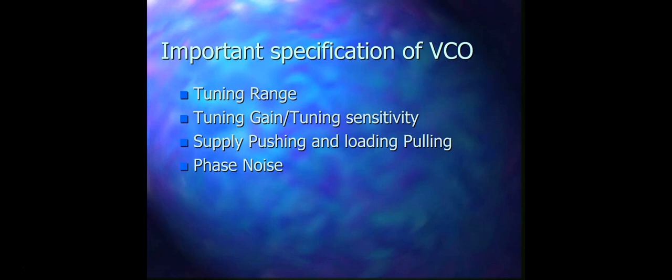Now next we are going to see the important specifications of a voltage controlled oscillator, and under that we have these 4 important points. First is the tuning range. Second is the tuning gain or tuning sensitivity. Third is supply pushing and load pulling. And the fourth is the phase noise. So let's discuss each of these.